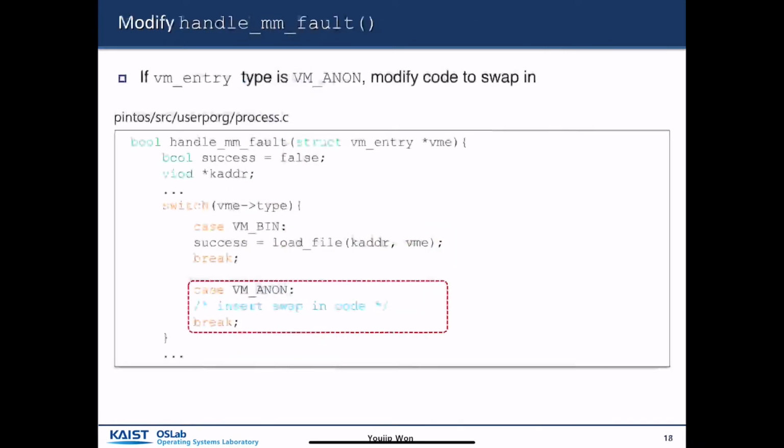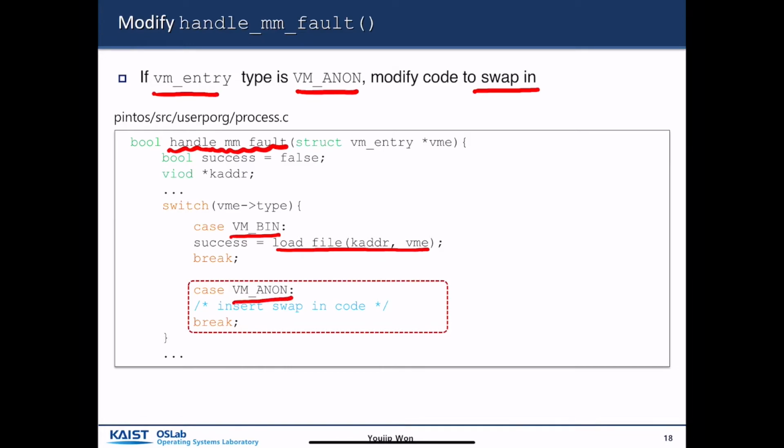We have to modify the handle fault function as follows. If the virtual page type is anonymous, then we have to modify the code to swap in as follows. So in case of page fault, we take different actions based upon the type of the virtual page. If it's binary, then we load the binary file, and then it breaks. If it's an anonymous page, then we have to find the associated page from the swap space, and we have to bring that in. So you have to add the code to bring in the appropriate page from the swap space.